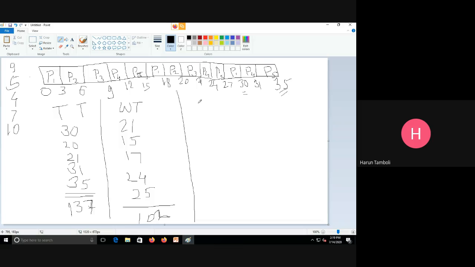Okay, I'm not going to calculate the response time because I want to take another problem that is regarding the different arrival time. Okay, so until now, is it clear to everybody?